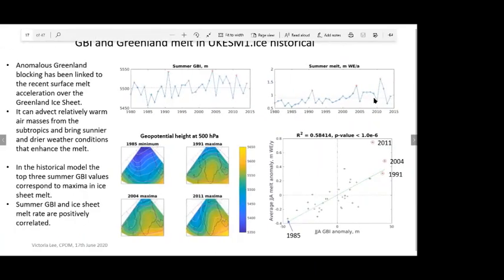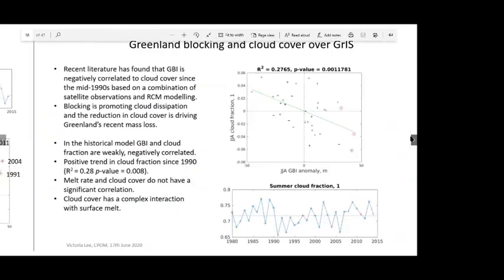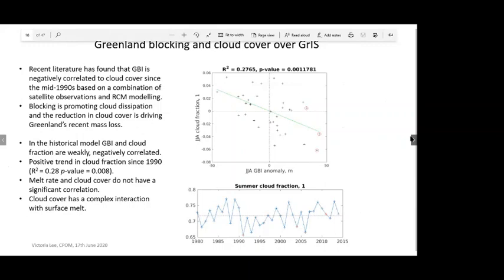So recently, there's been a lot of literature in the last few years that's found that Greenland blocking index is related to the cloud cover.